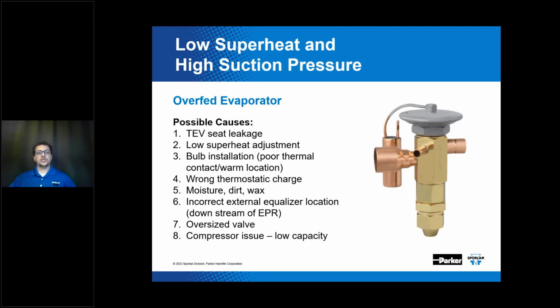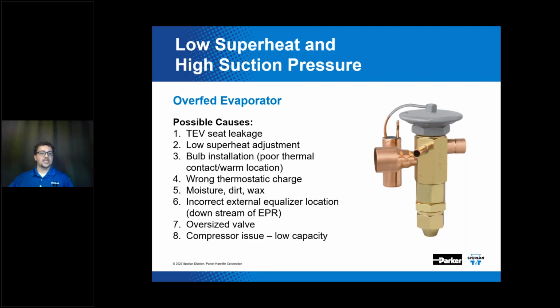All right, moving to low superheat and high suction pressure, which is the result of overfeeding the evaporator. An overfed evaporator would typically experience low superheat and could even experience liquid flood back to the compressor. On a conventional system, which is one evaporator and one compressor, you would typically see high suction pressure when you have low superheat. On a rack system that has an EPR, you would not necessarily see high suction pressure in addition to having that low superheat.